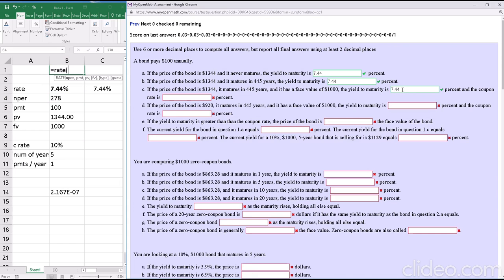Okay. Now, because we have a face value and we have a coupon payment, don't get these two confused. $100 divided by the price is what we call the current yield, or the yield to maturity on a perpetuity. $100 divided by the face value is what's called the coupon rate, and that would be 10%.